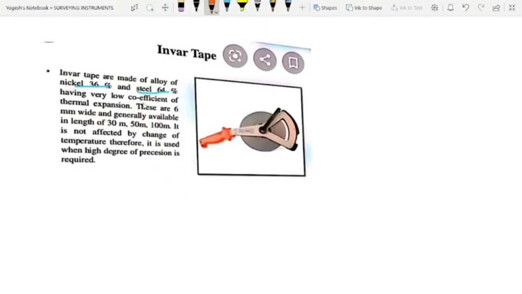Having a very low coefficient of thermal expansion, it is very little affected by temperature changes. These are 6 mm wide, generally available in lengths of 30, 50 and 100 meters. It is not affected by the change of temperature, therefore it is used when a high degree of precision is required.